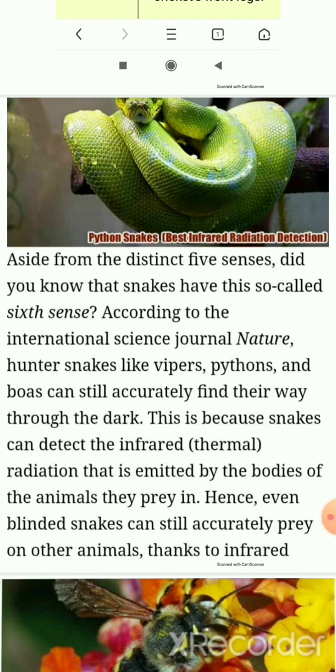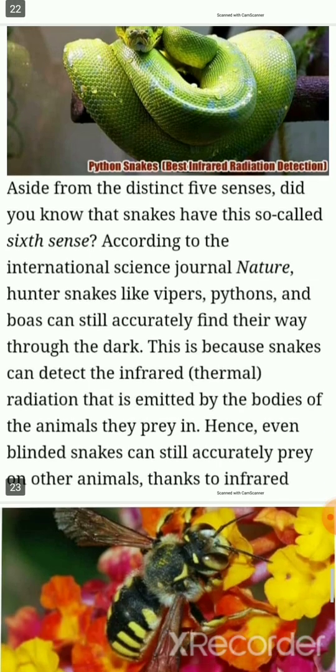Now we will see some super senses in some animals. First is the python snake. It has the best infrared radiation detection sense. Aside from the distinct five senses, did you know that snakes also have a so-called sixth sense? According to the international science journal Nature, hunter snakes like vipers, pythons and boas can accurately find their way through the dark. This is because snakes can detect the infrared or thermal radiation emitted by the bodies of the animals they prey on. Hence, even a blind snake can find its prey thanks to infrared.